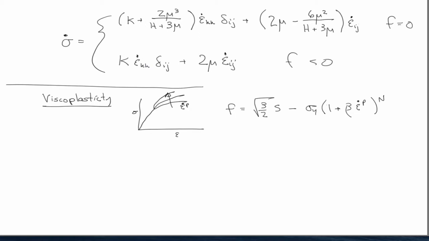So now you have the quasi-static yield stress here. You have an additional parameter here, and you have an additional parameter here. And so these are fitting parameters that fit this sort of response curve that looks like this. Okay? Well, if we work through the same sort of details we did before, so now I'm going to differentiate this guy with respect to time.